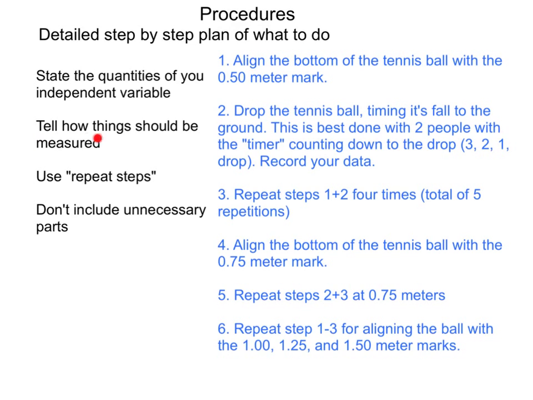Also, make sure you tell how you are going to measure things. Come up with the plan of how you're going to measure it ahead of time. Align the bottom of the tennis ball with the 0.50 meter mark. I already knew that there was going to be an issue here. Do I line up the bottom, the middle, the top of the tennis ball? And so I went ahead and chose. I chose the bottom because I know that the bottom is what's going to hit the floor first, so I made sure to choose the bottom.